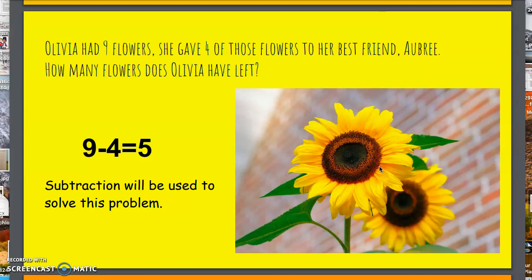Children will often, at this stage, use their fingers, or they can use tally marks. There are so many different things that they can use to solve this problem.